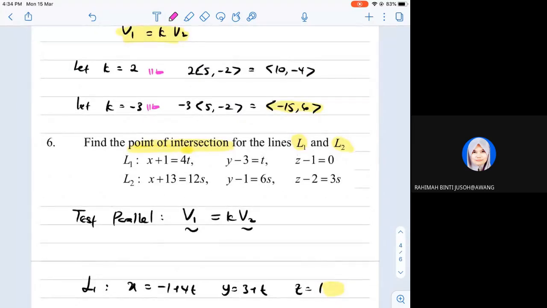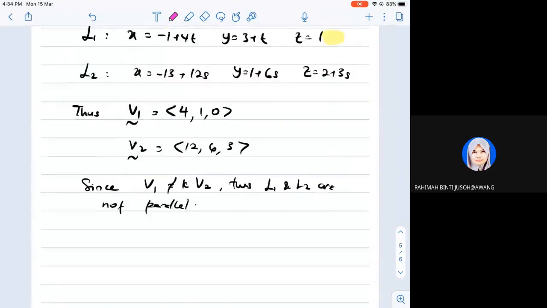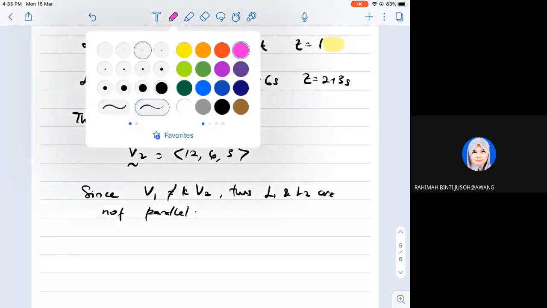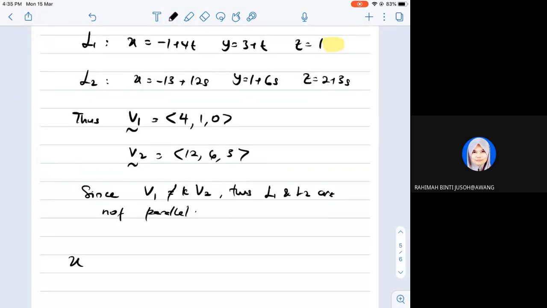Alright, from this question, we will have 3 equations, guys. From these equations of the first line and second line, we will have 3 equations. So the first equation is for X. Sorry. We have the equation for X.